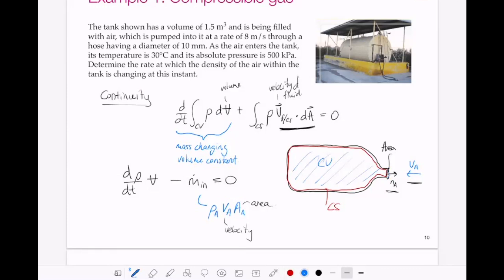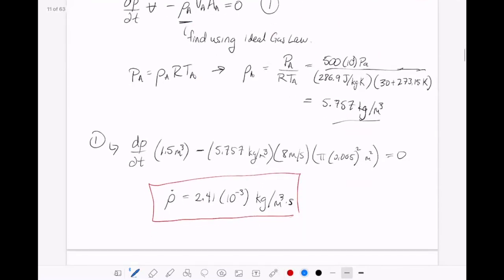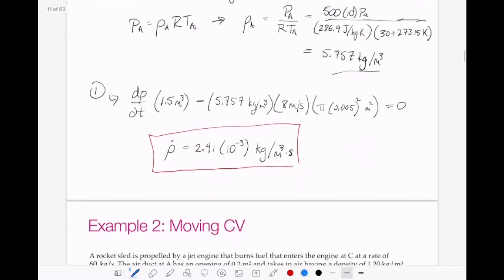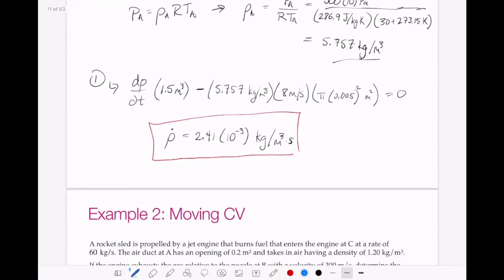So we only need to consider the integral over where mass is actually entering. Everywhere else on our control surface, there's no mass entering or exiting. So we only care about that one little inlet. But our control surface is in the red, and that defines the boundaries of our control volume. So that's for a fixed CV. The CV is not changing, it's not growing, it's not moving, but the amount of mass inside of the control volume is changing because it's a compressible gas.